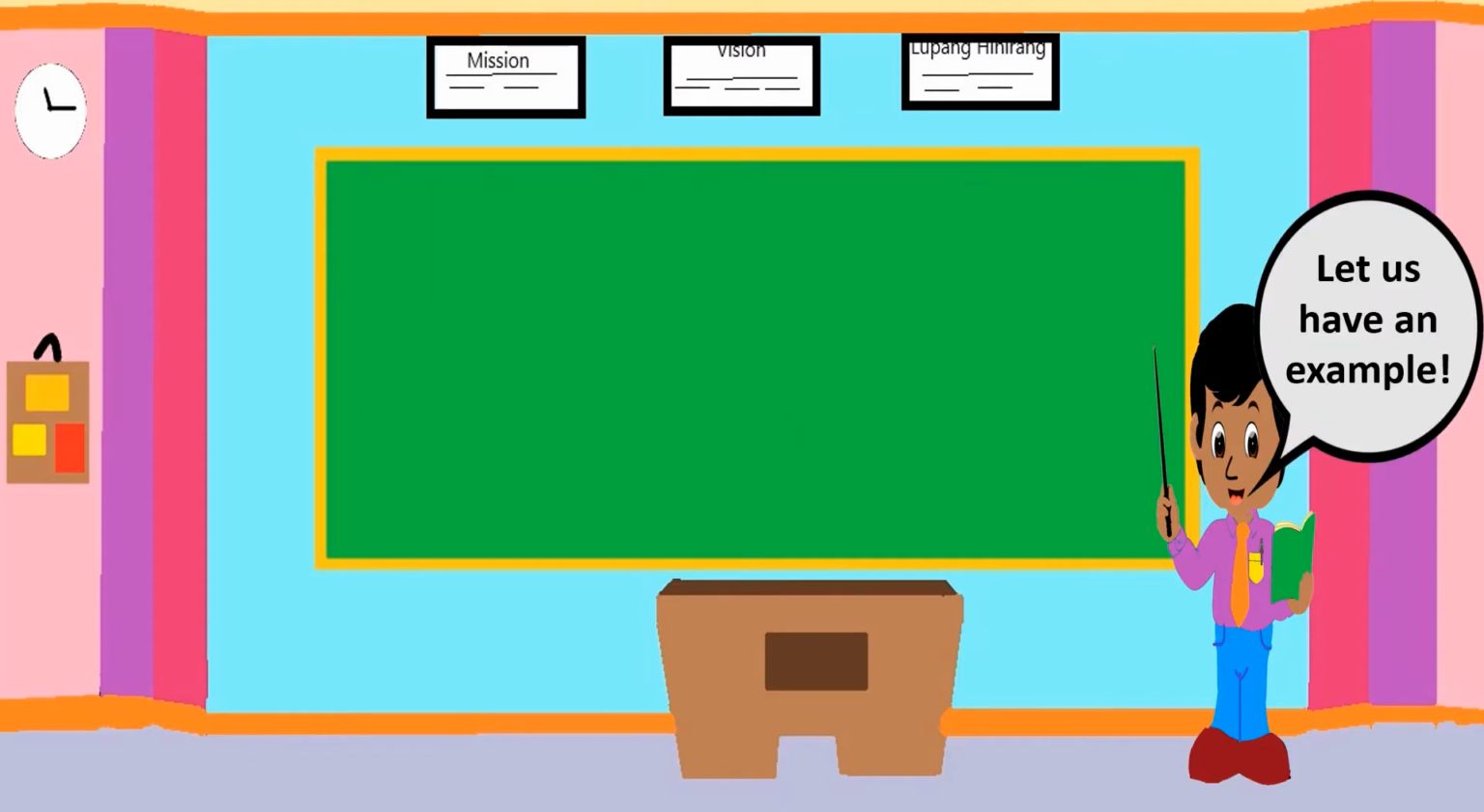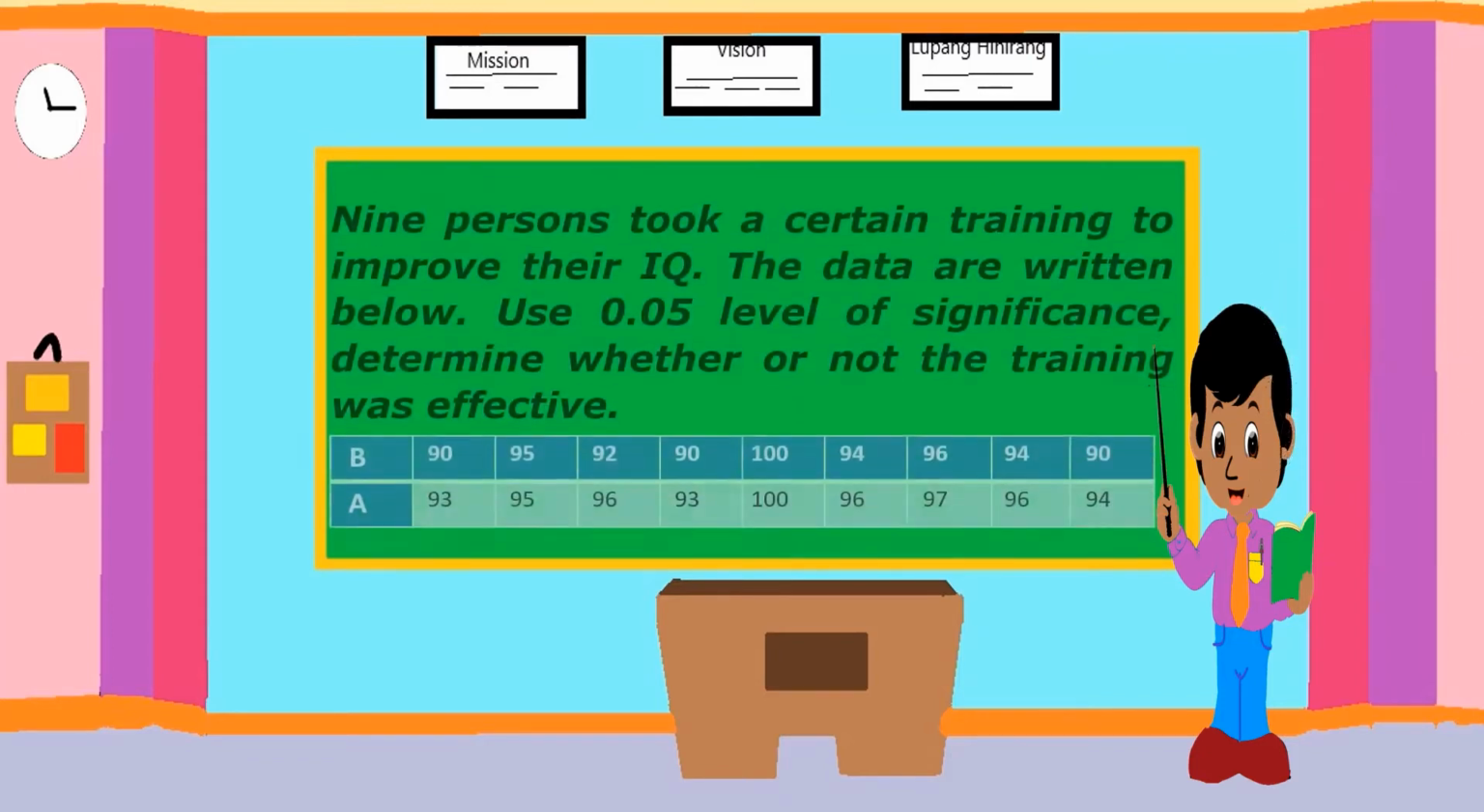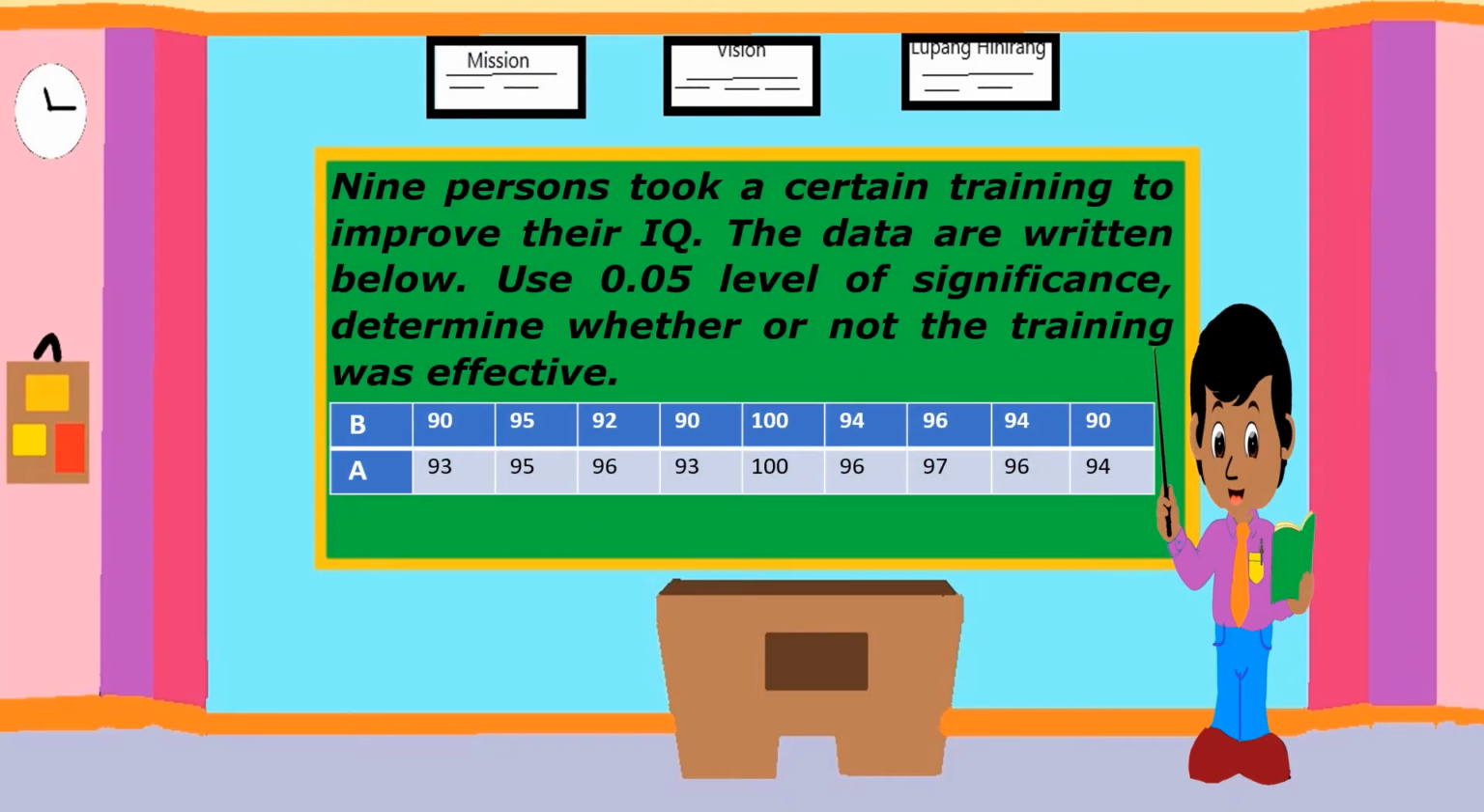Let us have an example. 9 persons took a certain training to improve their IQ. The data are written below. Use 0.05 level of significance. Determine whether or not the training was effective.